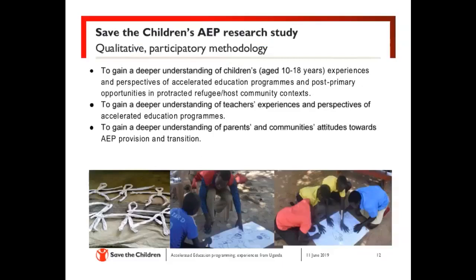So in 2018, Save the Children commissioned a qualitative study to explore the factors that displaced children, parents, teachers and education stakeholders identify as supporting or hindering transition between accelerated education cycles and post-AEP opportunities in 3 refugee hosting locations in Uganda.